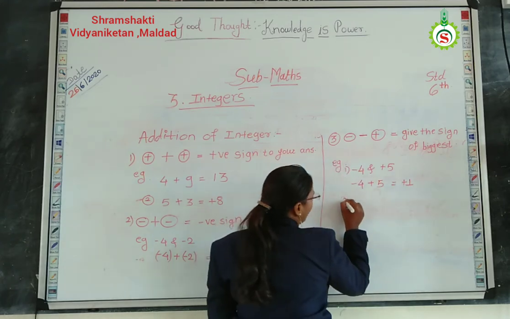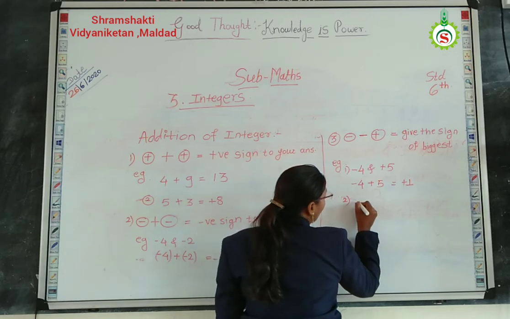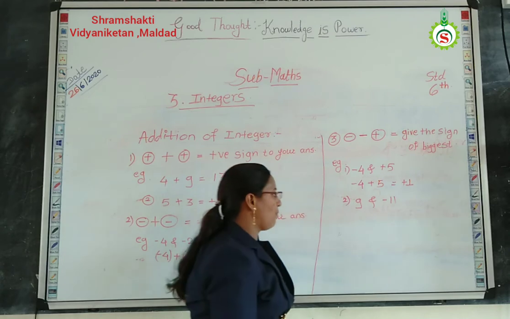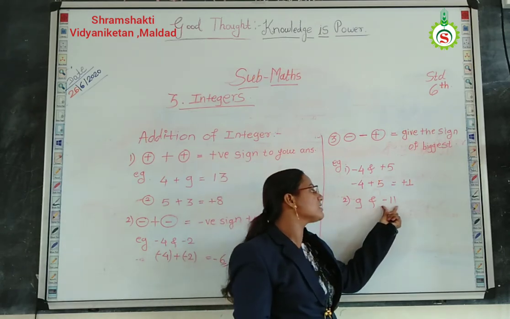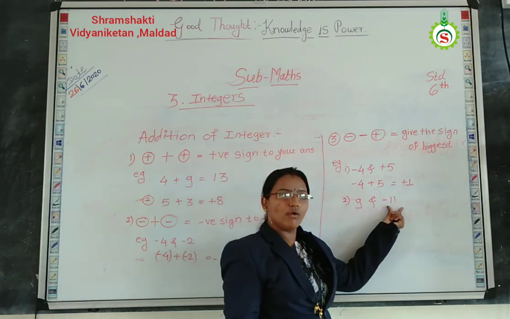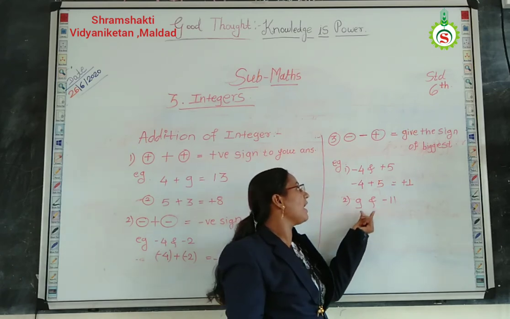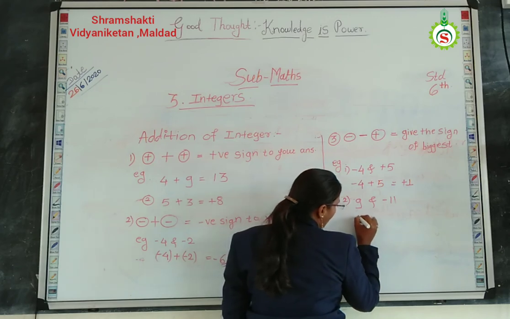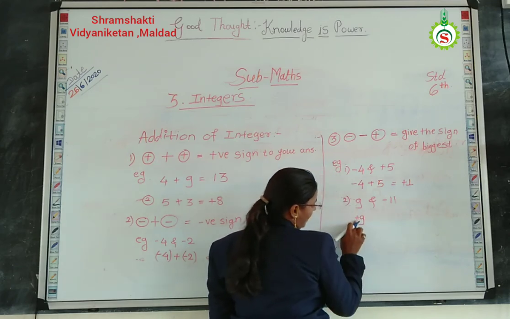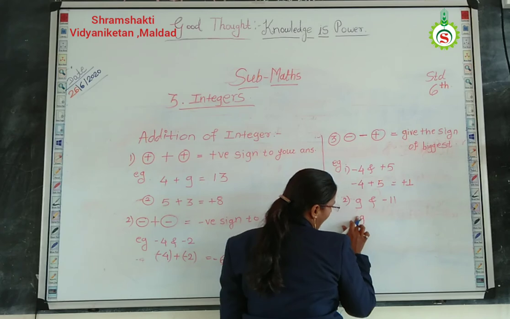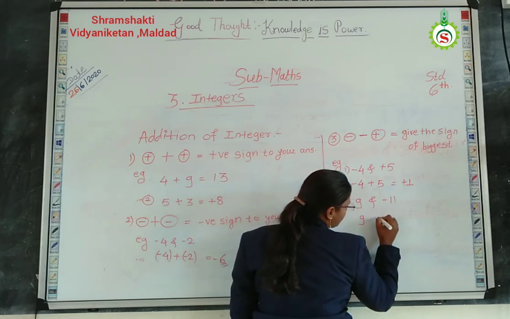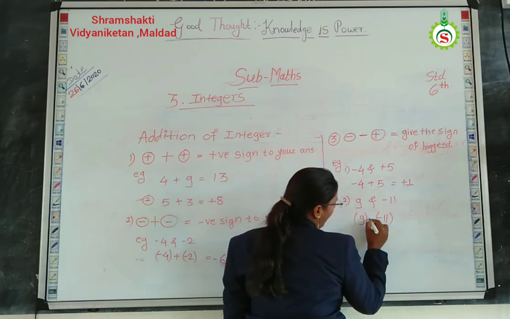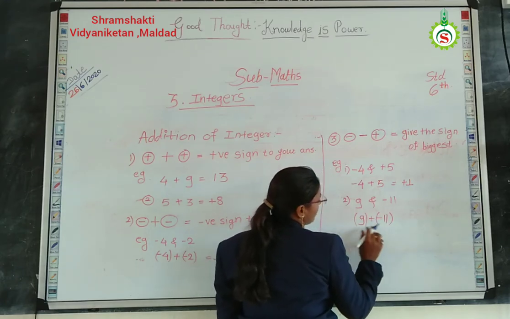Next example I can take, suppose 9 and -11. Both the integers have different signs. That's why we carry out subtraction here also. 9 has a positive sign, where you may write plus or may not write it. Then -11, the other integer has a negative sign. So carry out subtraction between these two integers.